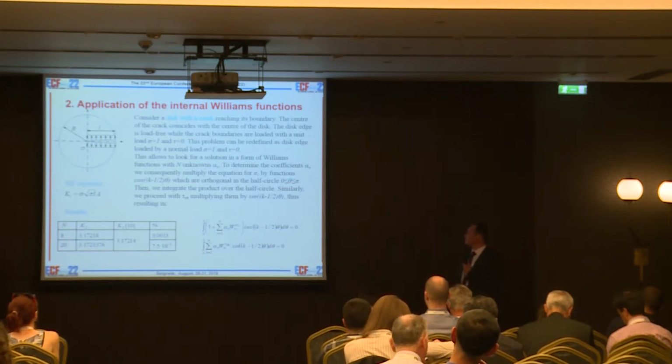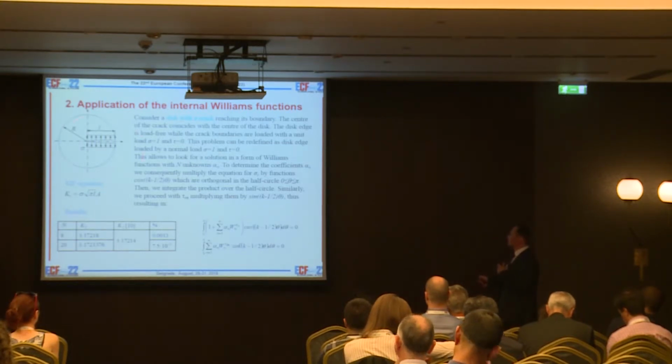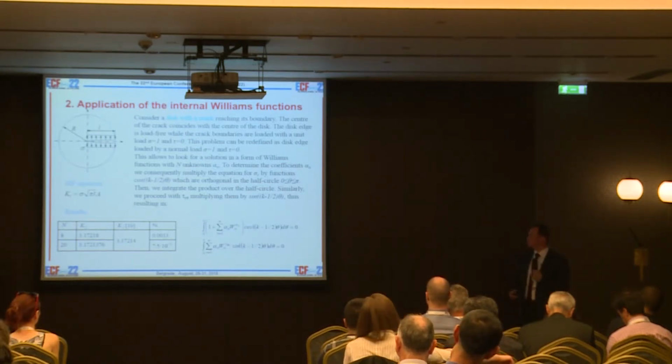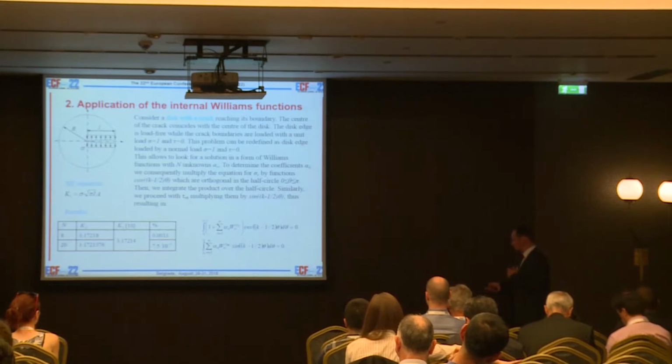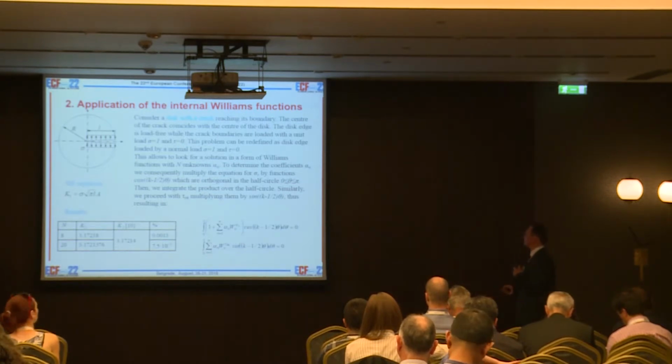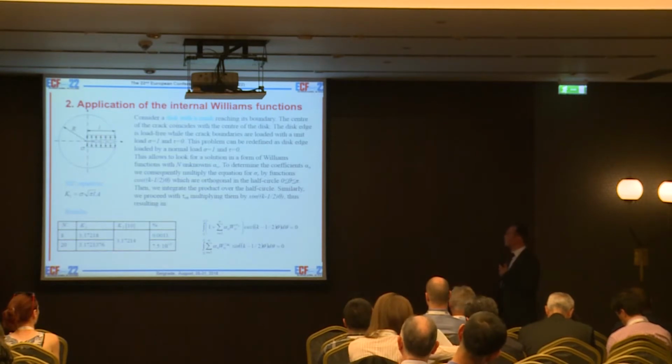First we will start with the application of Williams internal functions for this simple geometry where the Williams functions are really good. So this body, this disk with the side crack, is loaded by normal stresses, and this stress state is equal as we apply these stresses at the outer boundary of our body.